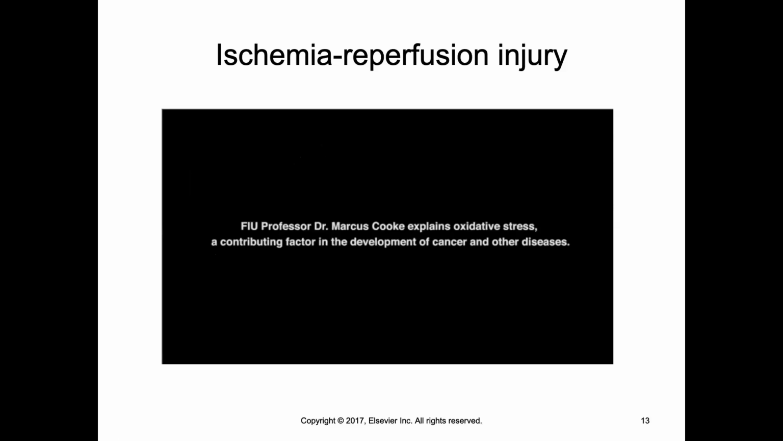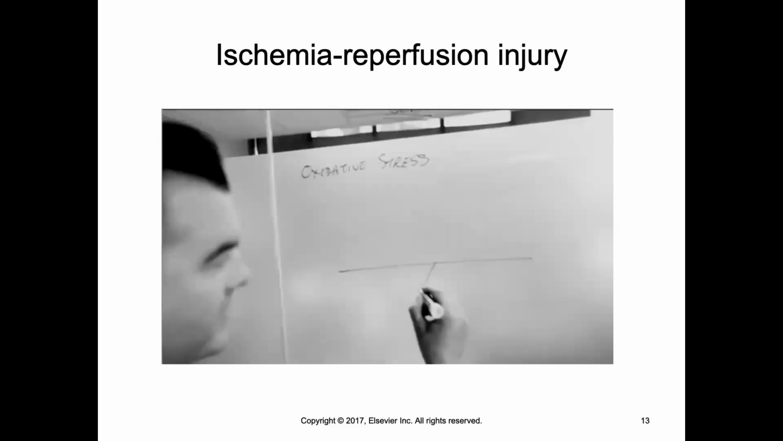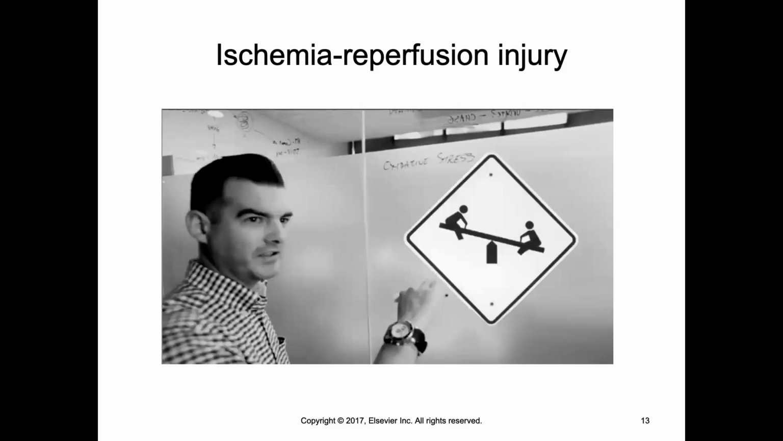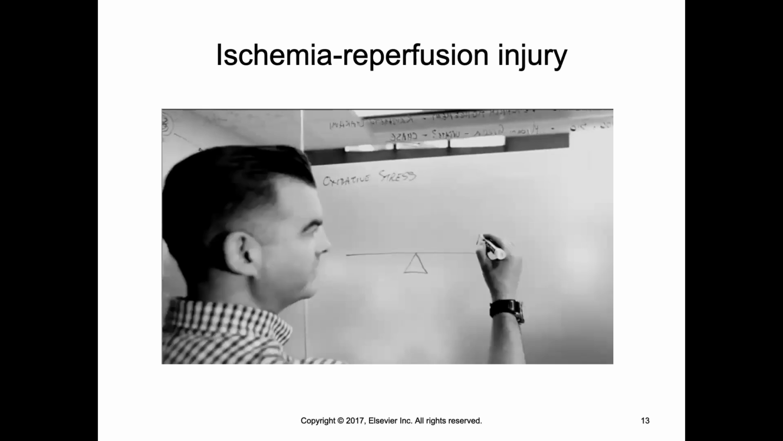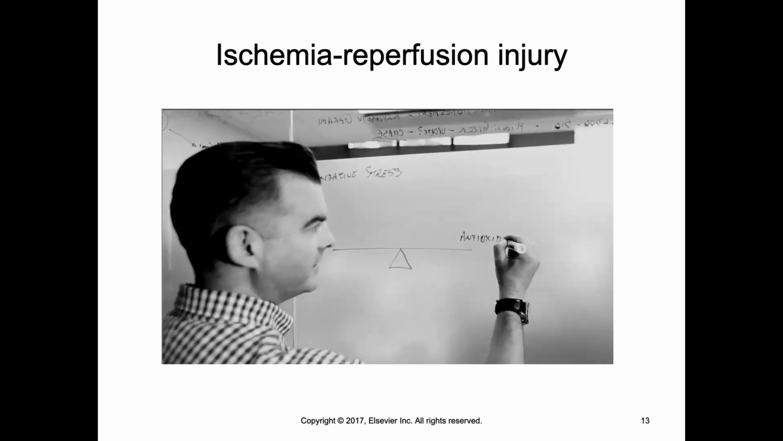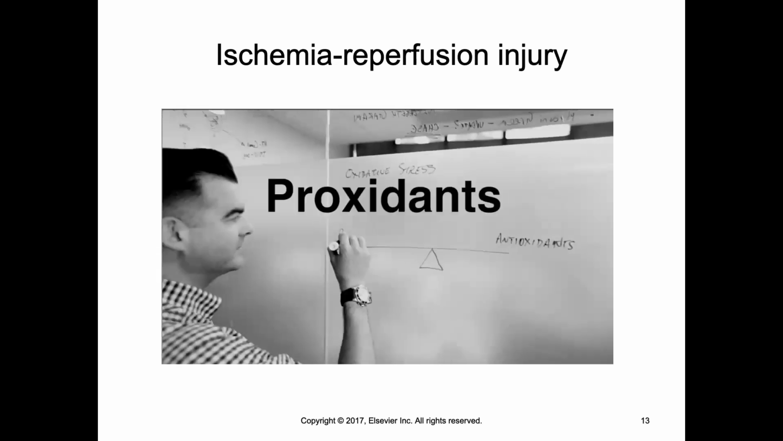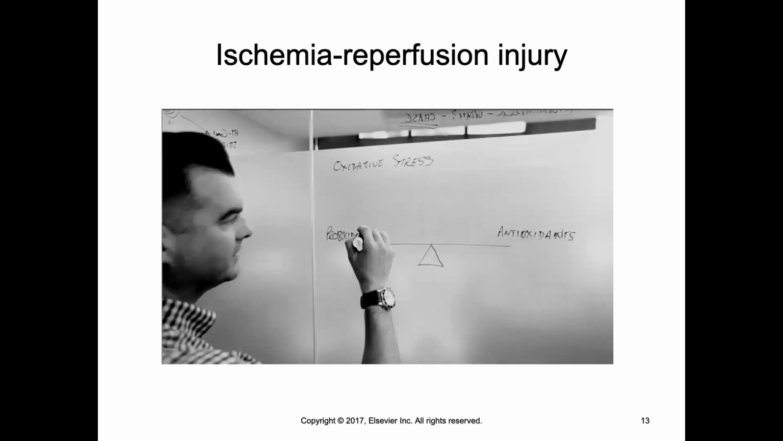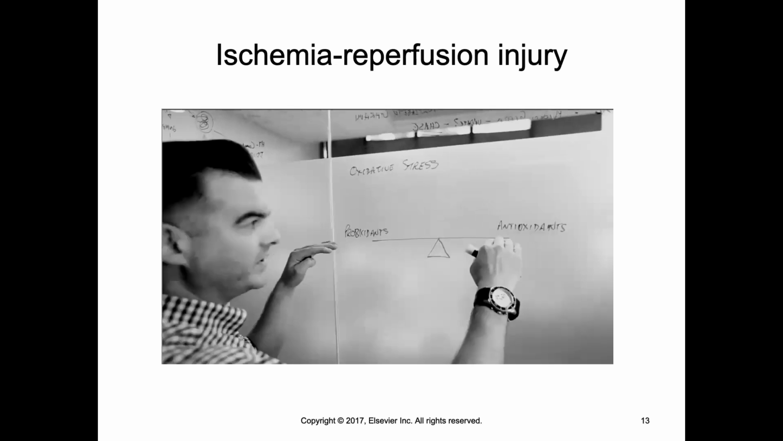Oxidative stress is essentially, you need to think of this as a balance. It's like a seesaw. In England, we call it a seesaw. I think we call it a teeter-totter or something like that. And we've got two opposing forces. On one side we've got the antioxidants, and on this side the pro-oxidants. And so normally there's a bit of a balance between these two.